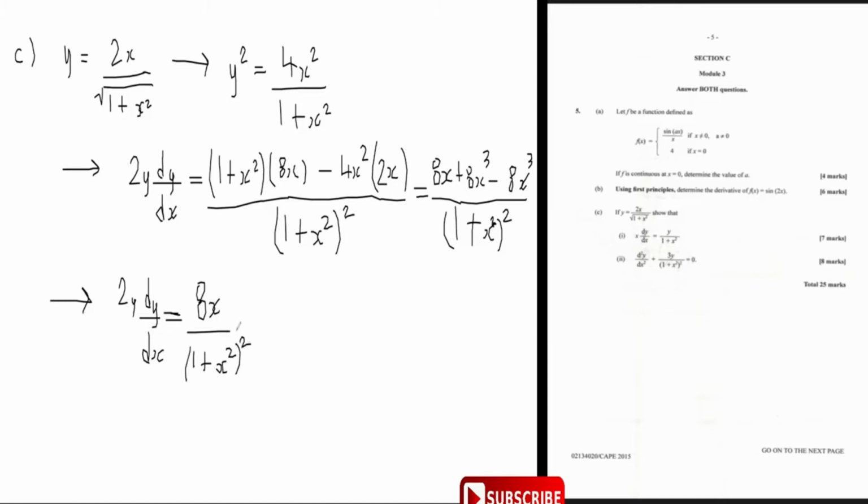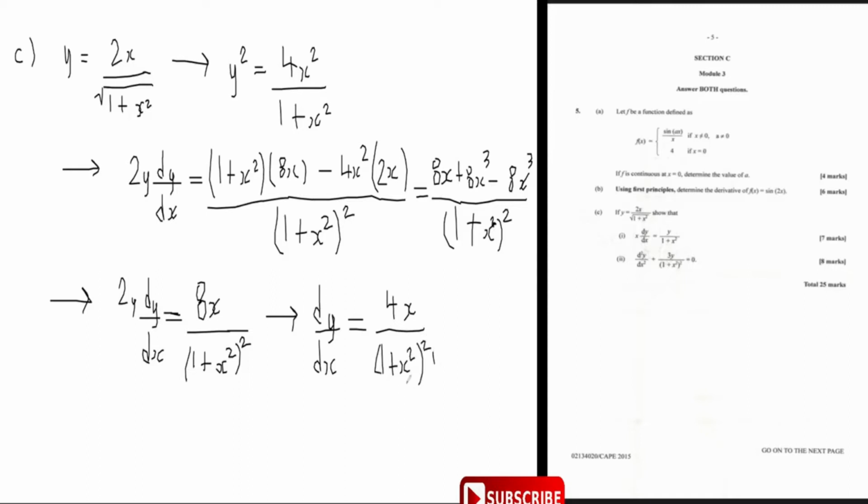All right, nice. Now, next thing we're going to do is divide through by 2y. So we're going to get dy by dx is equal to, when we divide through by 2, this becomes 4x over, we divide through by 2y now, so this becomes (1 plus x squared) all squared times y.